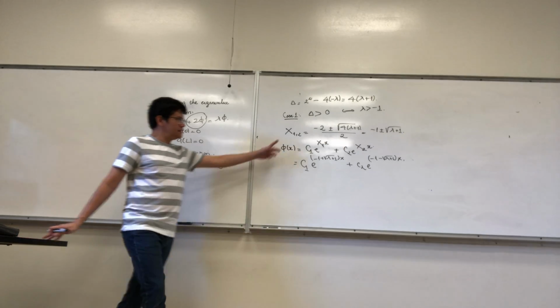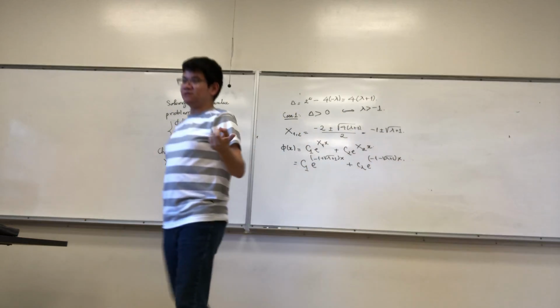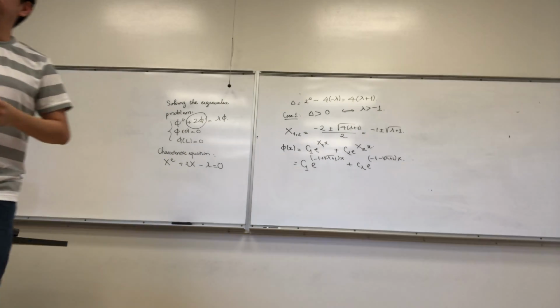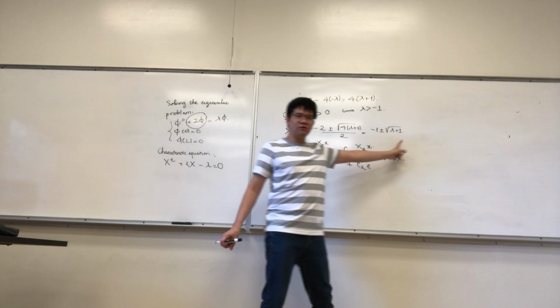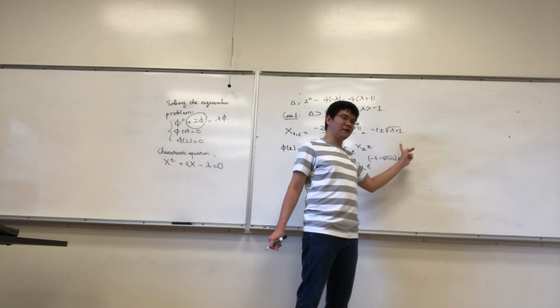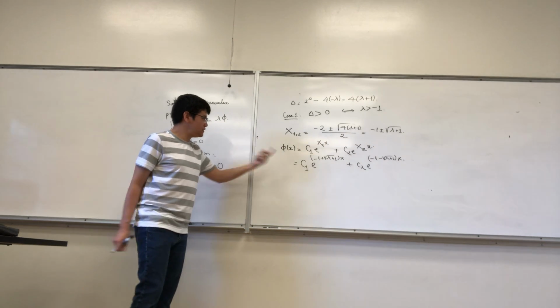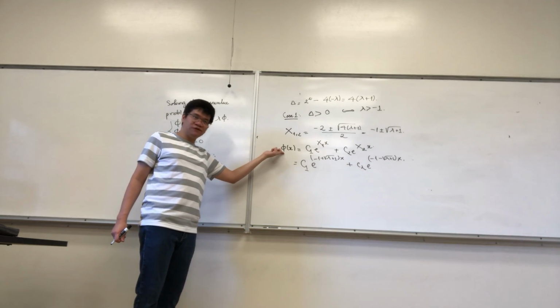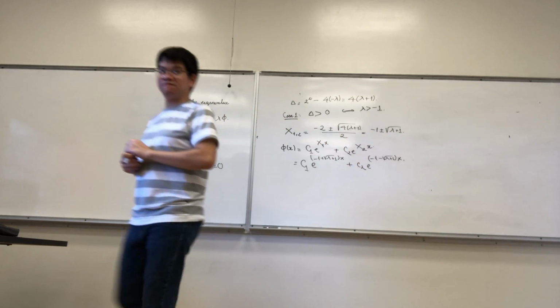So I explain again. In this case, delta is strictly positive. Because delta is strictly positive, you have two real roots, x1 and x2. So x1 is minus 1 plus square root of lambda plus 1, and x2 is minus 1 minus square root of lambda plus 1. So this is why the solution phi has to be of this form. All right? What is the next step?